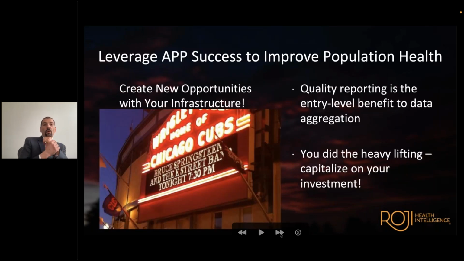Finally, once you have aggregated all of this data with your partner, you can do something with it beyond quality reporting. You need to leverage your success. So you've got a new infrastructure. It's time to make some new opportunities with it. The quality reporting is just the entry-level benefit to the data aggregation. It's time to capitalize on your investment.